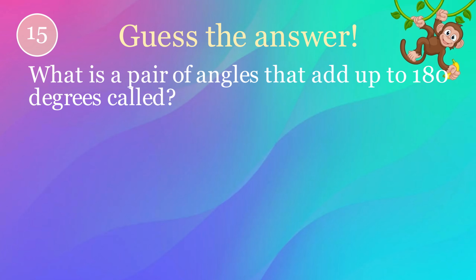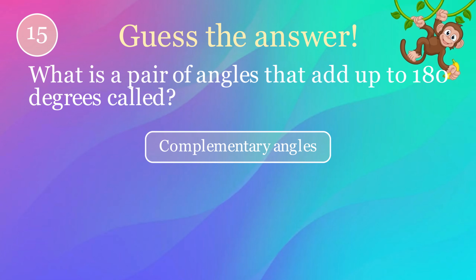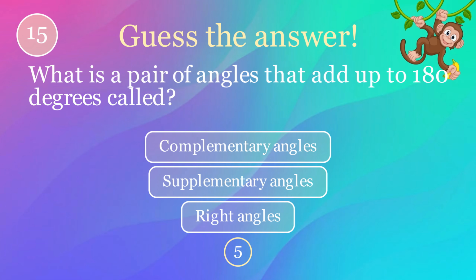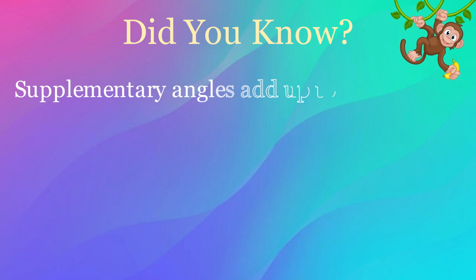What is a pair of angles that add up to 180 degrees called? Complementary angles, supplementary angles, right angles. The correct answer is supplementary angles. Here's an interesting fact. Supplementary angles add up to 180 degrees.